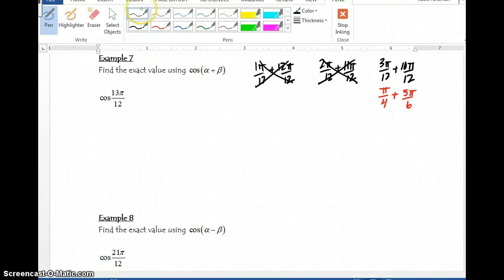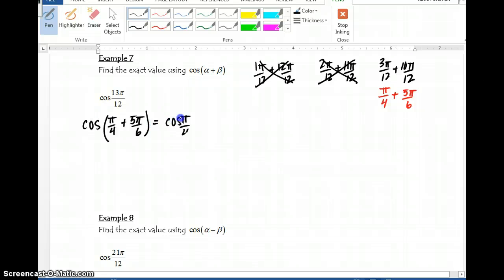I just want you to see that as soon as you find a combination that works, then go with it. So cosine of pi over 4 plus 5 pi over 6. Cosine of the first angle measure, cosine of the second angle measure. Change the operation. Sine of the first angle measure times sine of the second angle measure.